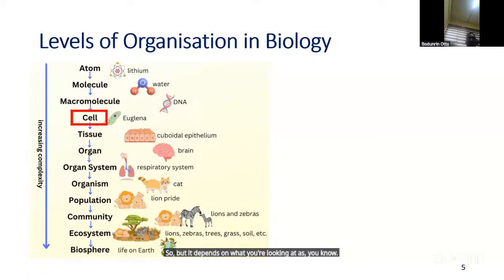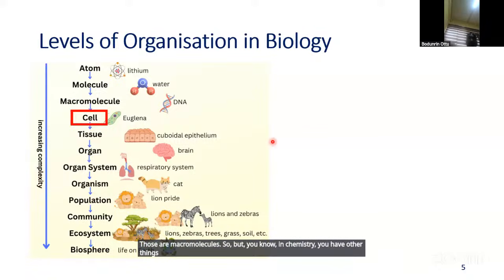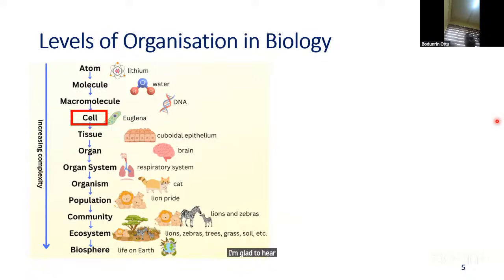But proteins, carbohydrates, lipids, DNA, RNA, those are macromolecules. But in chemistry, you have other things that are polymers and all, but I don't know. So I cannot say exactly if all polymers are macromolecules.